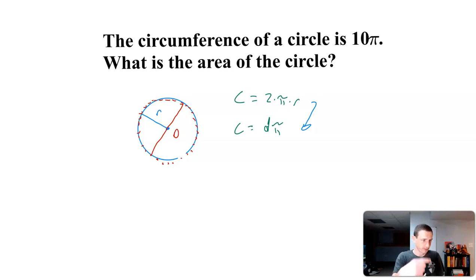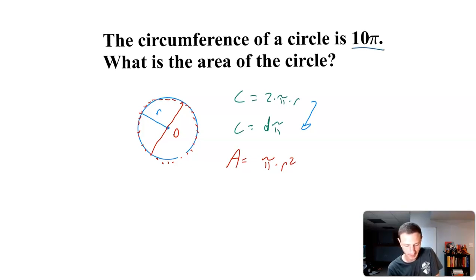So now we have to translate this into area, because we're given the circumference and we want to know the area. Well, what is the area of a circle? The area of a circle is pi times the radius squared. Okay, so let's now substitute in some information. We're given the circumference is 10 pi. So they're saying C is equal to 10 pi, and I'm going to replace C with 10 pi.